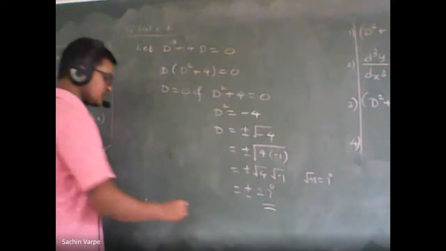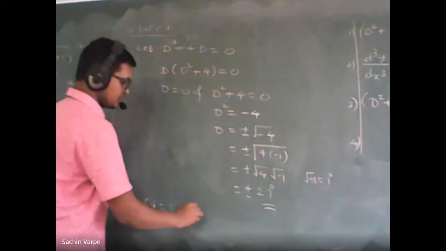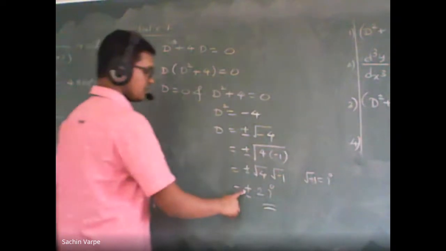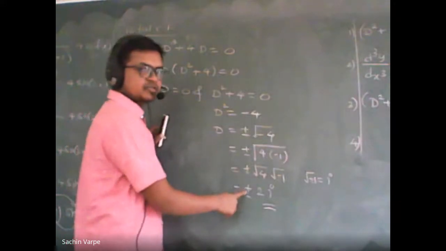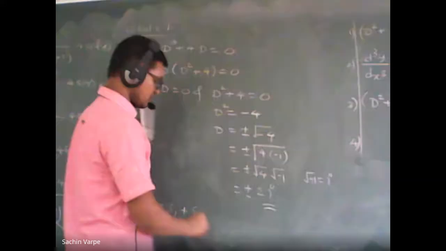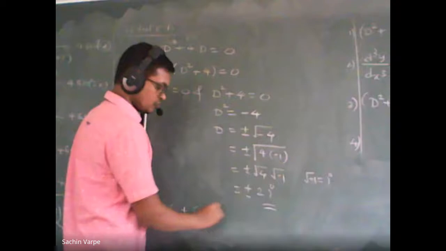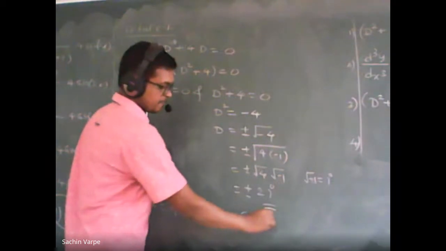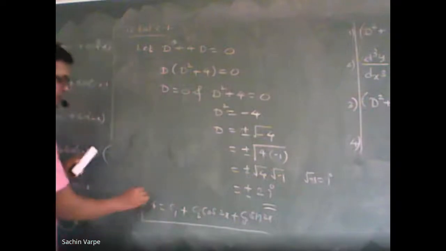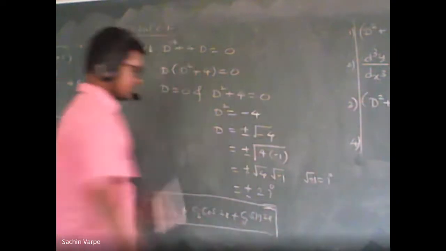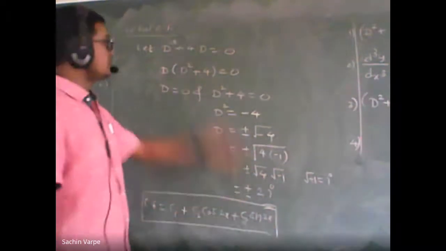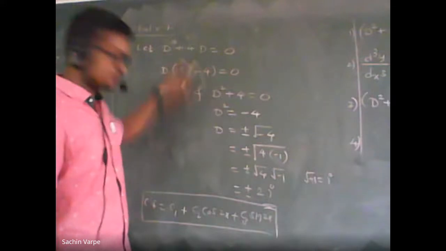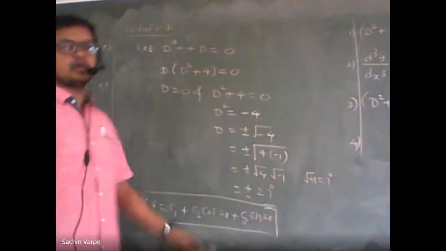e raised to 0x is 1, plus e to the power alpha x. What is alpha here? Alpha is 0 again. So e raised to 0x is again 1. C2 cos of 2x plus C3 sine 2x. I hope you have remembered that the number of arbitrary constants is equal to the order of the differential equation. C1, C2, C3, 3 arbitrary constants.